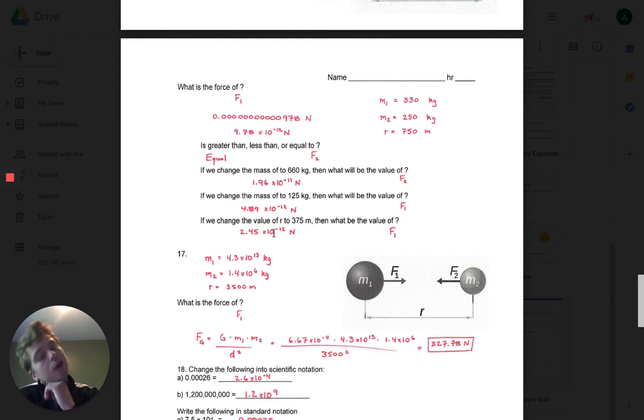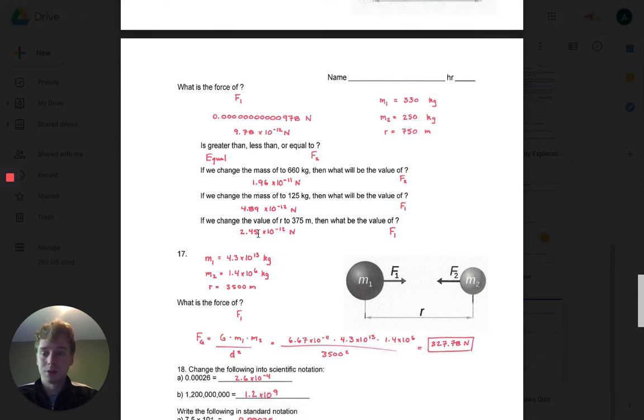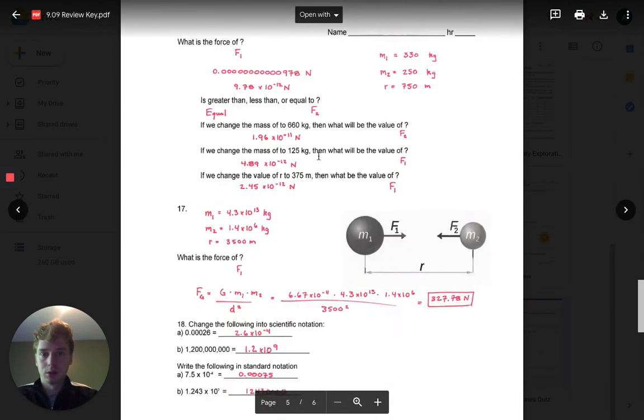If we change the value for r to 375 meters, so we're cutting the distance down by a half, the force should go down from 9.78 to 2.45, so it goes down to a fourth of what it originally was. And notice that this is confirmation that we were doing these correctly.